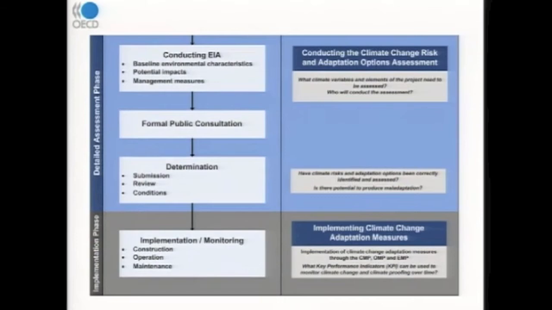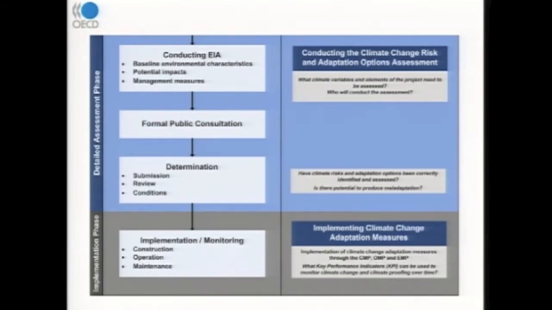The real stage where climate change risks and adaptation measures could be assessed in more detail is the detailed assessment phase of the EIA. And this is where the project proponent would probably need to hire an expert to more systematically look at climatic variables of interest.